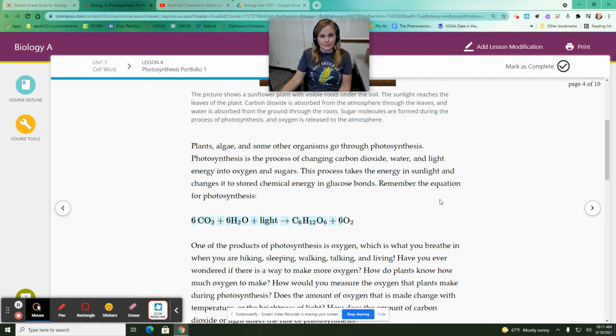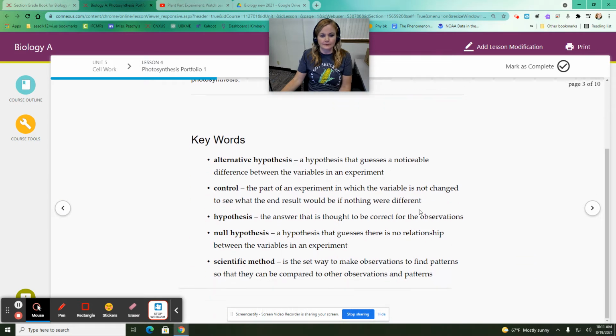In this experiment, you are going to be designing a hypothesis, conducting your experiment, and then looking at the results of that experiment. I want to go through a couple of the key terms before we start. Your hypothesis is the answer that is thought to be correct for the observations. When you make your hypothesis, you are going to be creating an if, then, because statement. If I do A, then I think B will happen, and this is why I think that. That's how you should formulate that hypothesis.